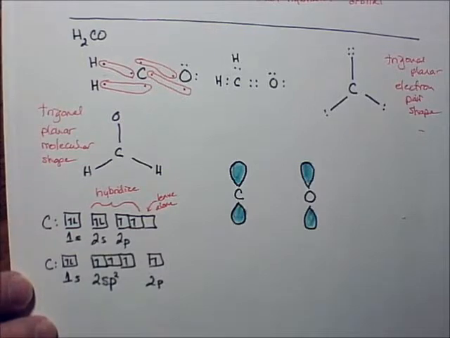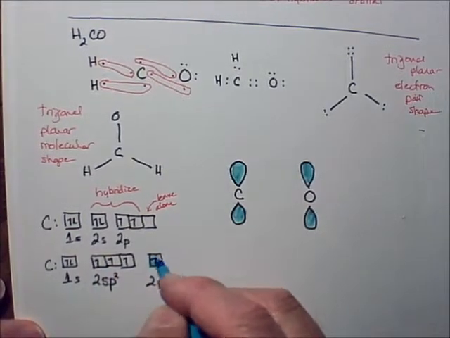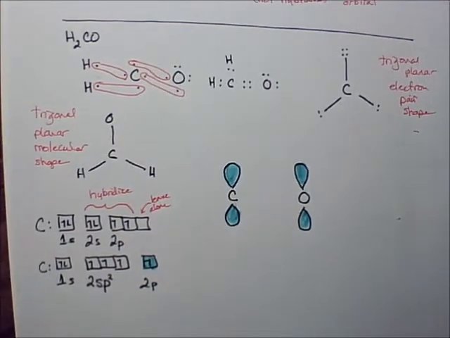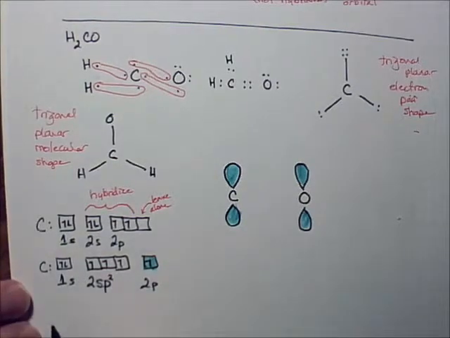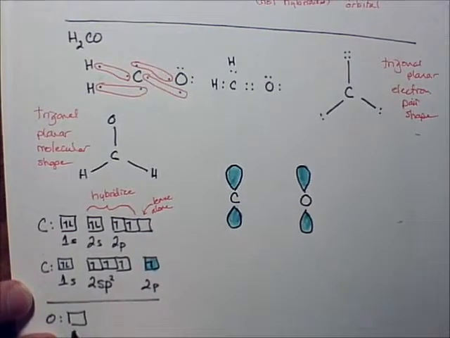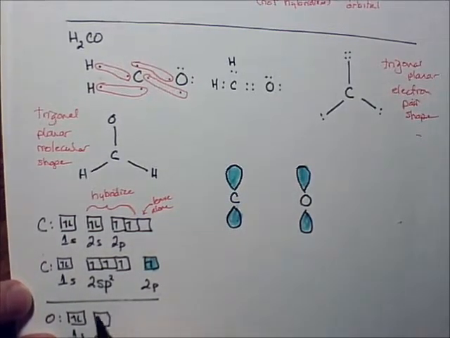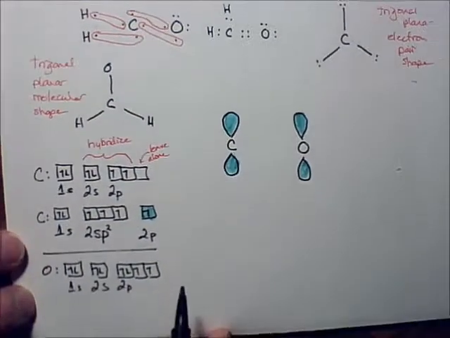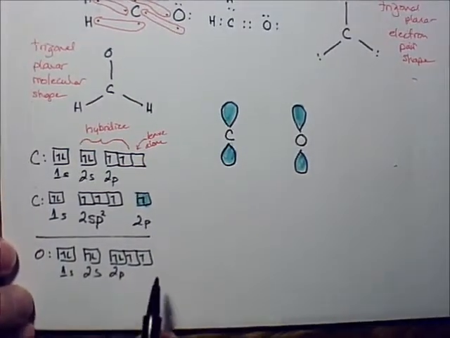Okay? So now, this is the p orbital that I didn't hybridize right there. See that? With oxygen, it works the same way. With oxygen we had 1s, 2s, 2p. With oxygen I need 4 electrons in the p sublevel. Okay, so there's the orbital notation for oxygen before I hybridize anything.